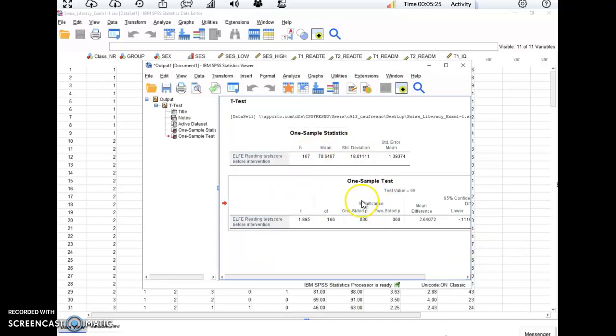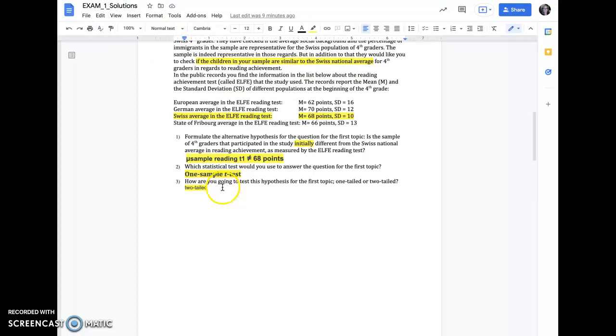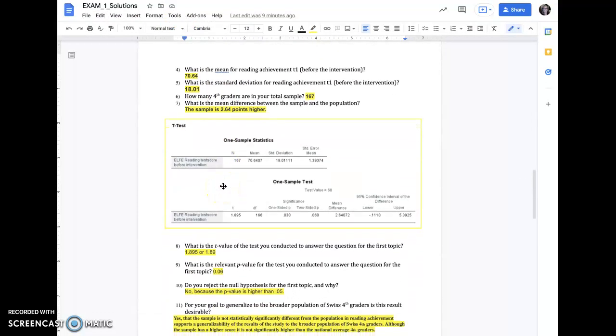to help us answer the remaining questions. I've actually already copied a picture of the output here for us to discuss. So the next question is, what is the mean for reading achievement at time 1 before the intervention? And here in our t-test results, you can see the mean is right here. What is the standard deviation? That's also listed in the one-sample test statistics right here. How many 4th graders are in our sample? That's our N. The number of participants is here.